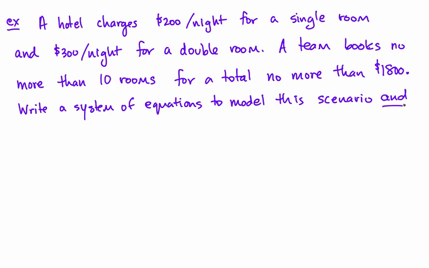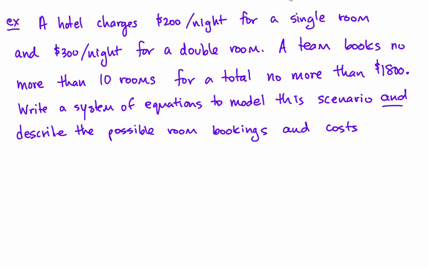So I want to write a system of equations to model this scenario, and I want to somehow describe the possible room bookings and costs. Okay, well, I've got some hotel rooms at $200 a night. I'll call those maybe X. So let X be the number of single rooms.